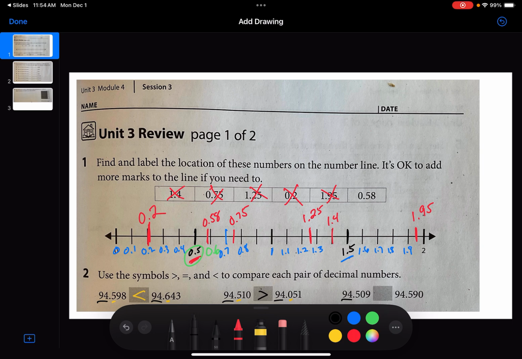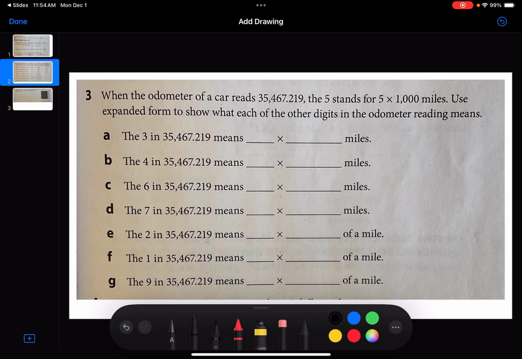Once again, I'm going to start with 94. Then I look at the 5/10. They both have 5/10. But then this has 0 hundredths and this has 9 hundredths. So 509 thousandths is less than 590 thousandths. Okay. This next one, number 3, is about the odometer of a car. The odometer is the mechanism that keeps track of how many miles you've driven on a car.